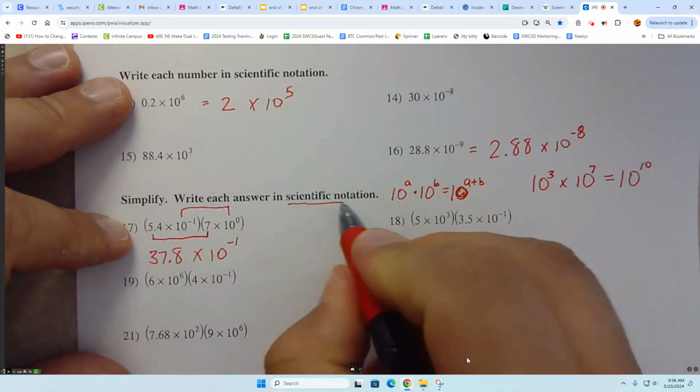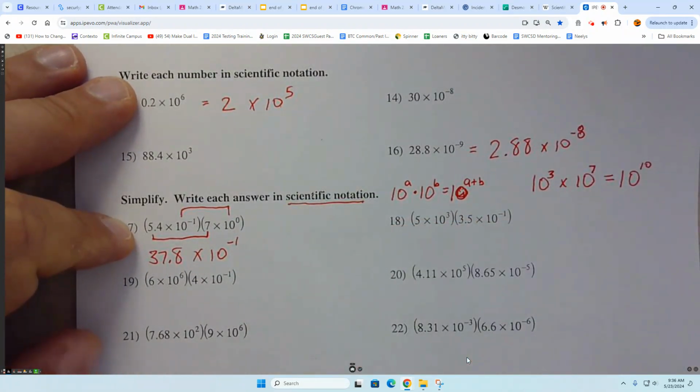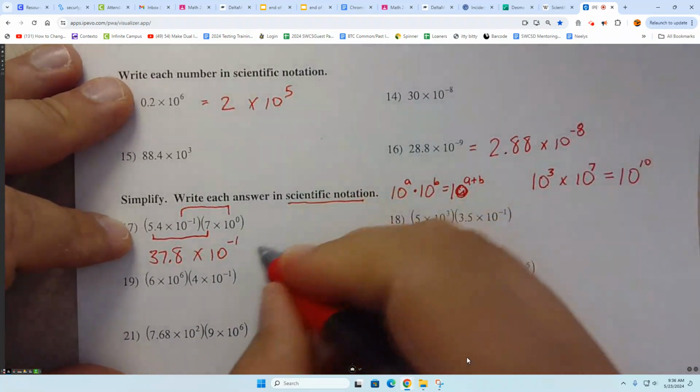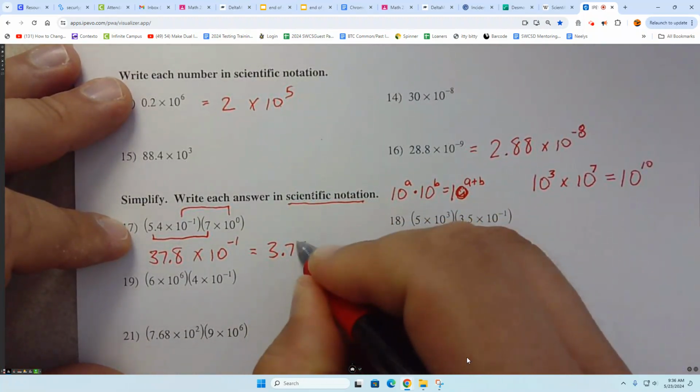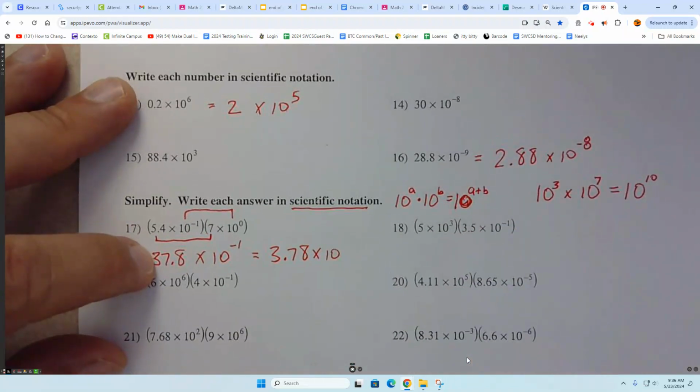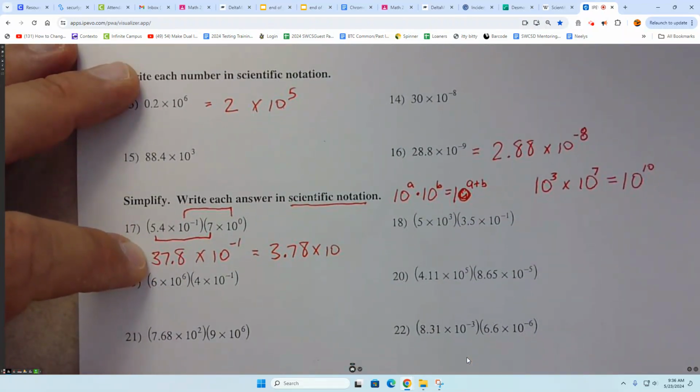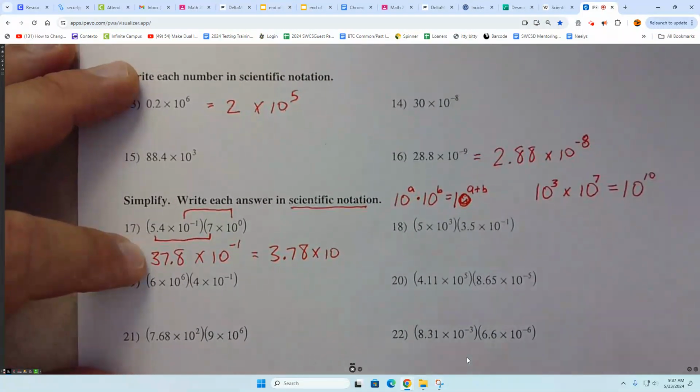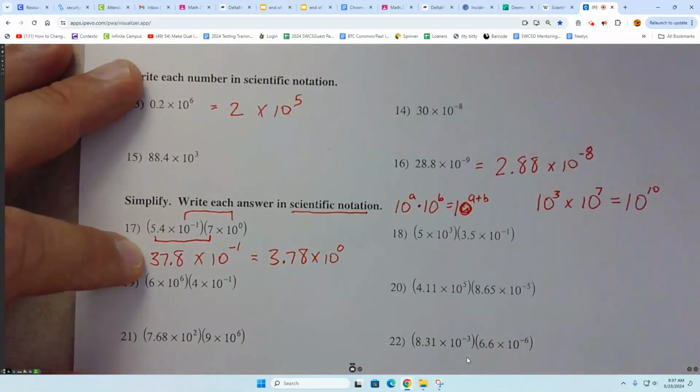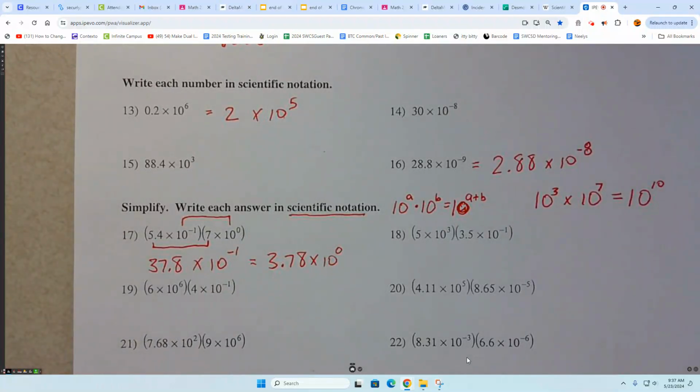This says write your answer in scientific notation. I would mark this wrong. What would be the way I need to write it? It needs to be 3.78 times 10. Did I borrow one, or is the 37 giving a 10? It's giving one. To write it in scientific notation, you have to have that 10 to some power, even if it's 0. This is what your calculator would put out if you put it in scientific notation form. Even this number would give you a times 10 to something.